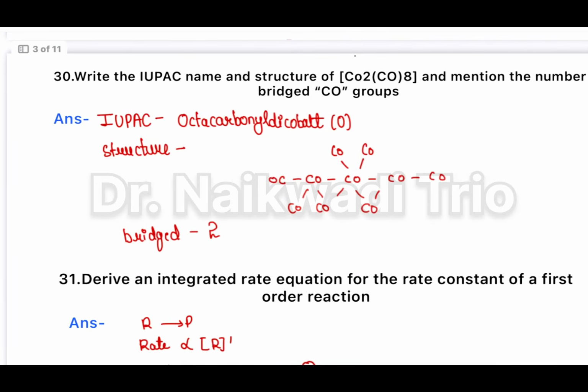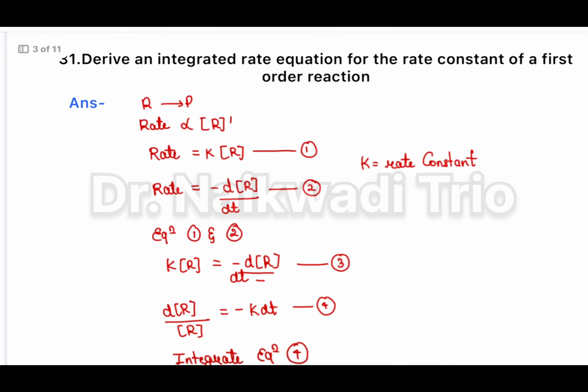Next is the 30th question. Here you have to write the IUPAC name of the structure of the given ion, and mention the number of bridging groups. The IUPAC name is octacarbonyldicobalt(0). The structure is given. You have to draw this structure, and the number of bridges is 2.